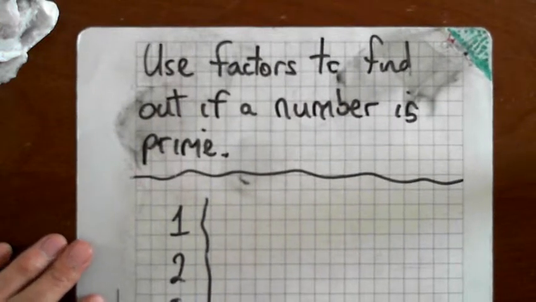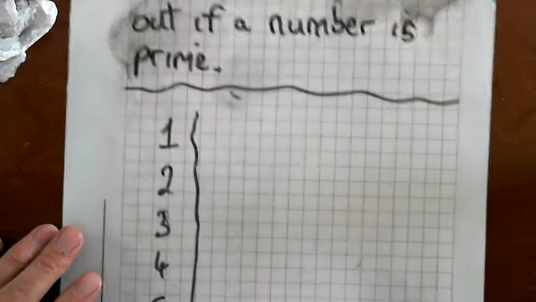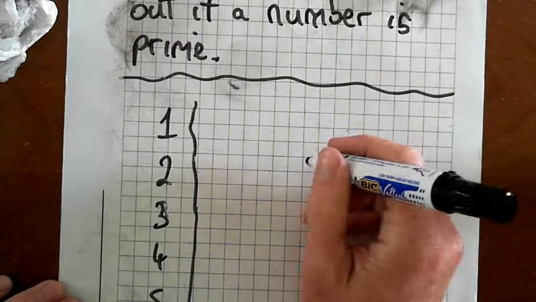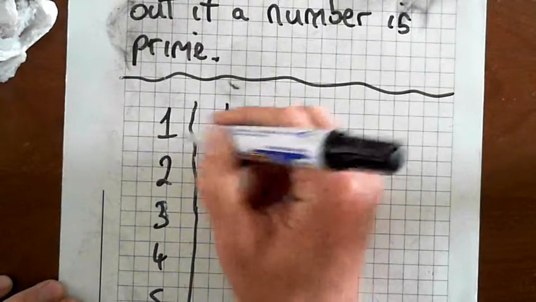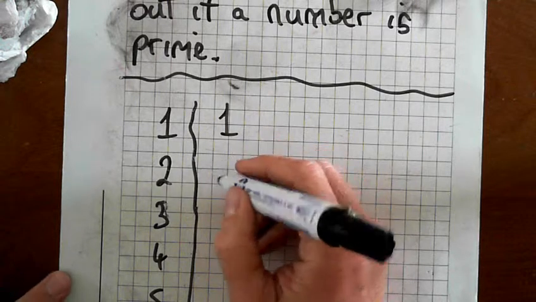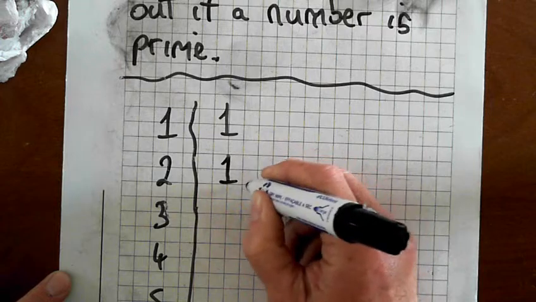Okay, so we're going to use factors to find out if a number is prime. Right, so what are the factors of 1? 1. The factors of 1 are the numbers that divide into 1. What are the factors of 2? 1 and 2.